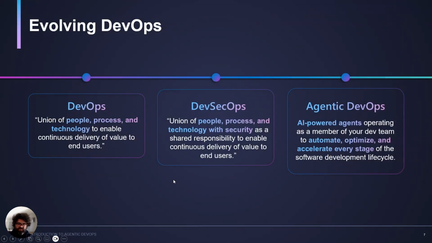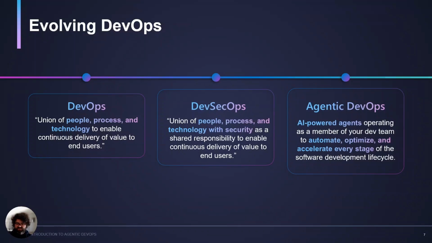Back in the day, DevOps came along to be the union of people, processes, and technology to enable continuous delivery of value to end users. And it proved to be the right thing to do. Right? So we ship better software faster. But there was a piece missing from this, which is security. And security was left to the security team once software was in production. It did not work. And so DevSecOps came along, which brought security as a shared responsibility.